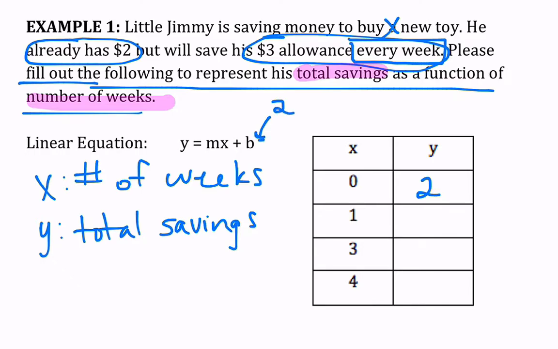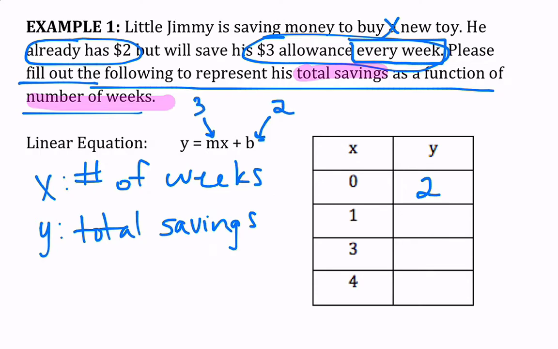Okay, well, how does it change from there? I know he's starting with $2, but after a week goes by, how much money is he going to have from there? Next and next. The way we come up with that part is right here. It tells us that he has a $3 allowance every week. So I know every week it's going to go up by 3. Okay, so I know that's going to be my rate of change. It's changing by $3 every week, where rate of change is the m.